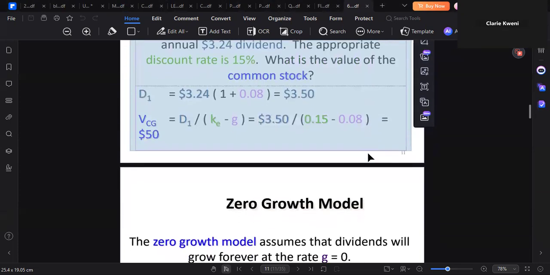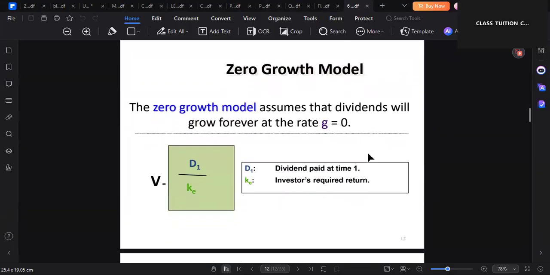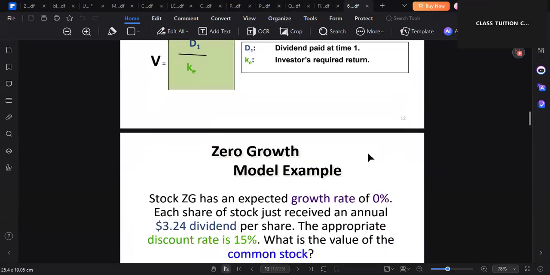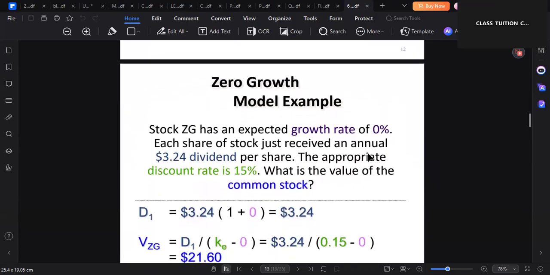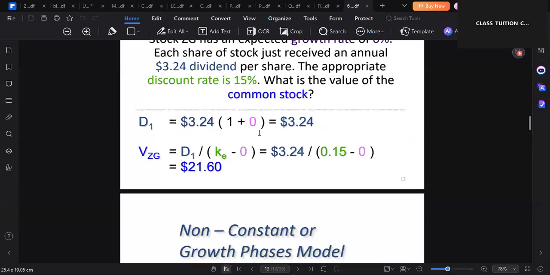Now, the zero growth rate, I already talked about it. It is simply the formula that we use in perpetuity. It is D1 over K. So if a stock with zero growth has just received 3.24, and the appropriate discount rate is 15%, that's the value of common stock. So we just divide 3.24 over 15%, and we're getting 21.60. So you see the difference. This one is not growing at all.